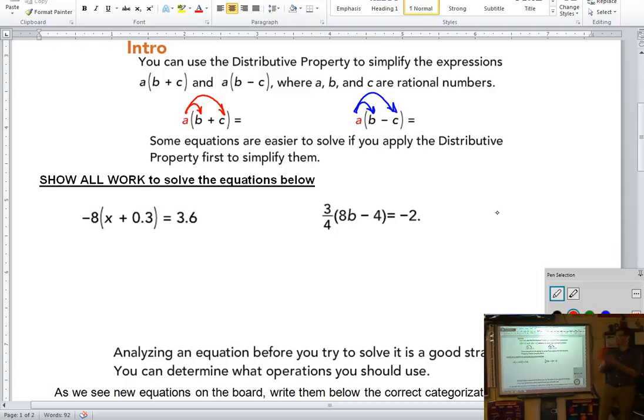One's addition, one's subtraction. So this is going to become A times B plus A times C, whereas this becomes A times B minus A times C. So you've got to be careful with that sign. It's got to go with it. That sign was attached to the C. It's still attached to the C, but now it's attached to the AC.